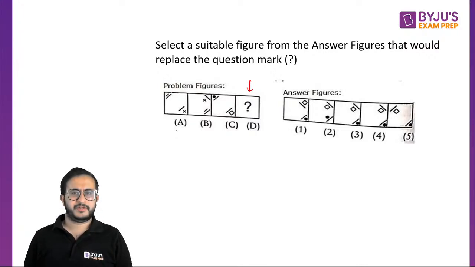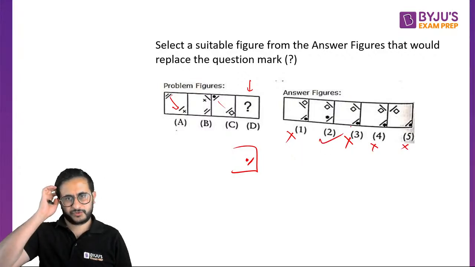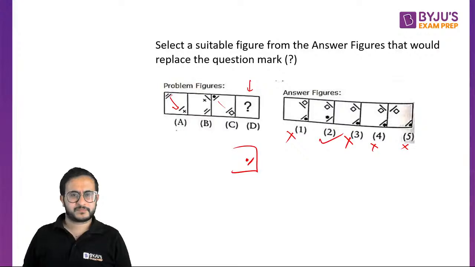Okay, so if you see A and B, what is happening is this shape is coming towards this side. So this should come this side. As it is, the smaller one was above, this is below. So it will come like this on this corner. So this corner should have this kind of shape. Now you can eliminate 1, you can eliminate 3, 4, 5. Acha, then they have given very stupid options.